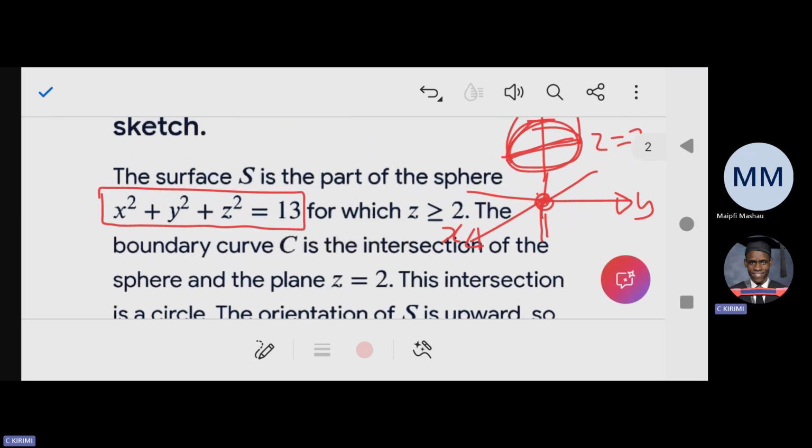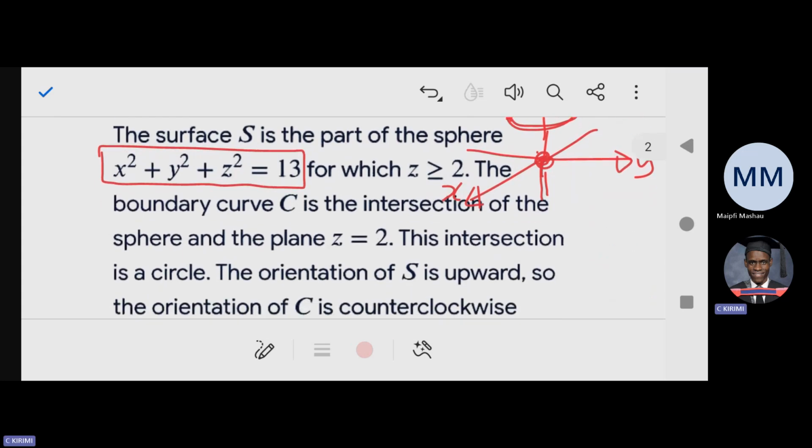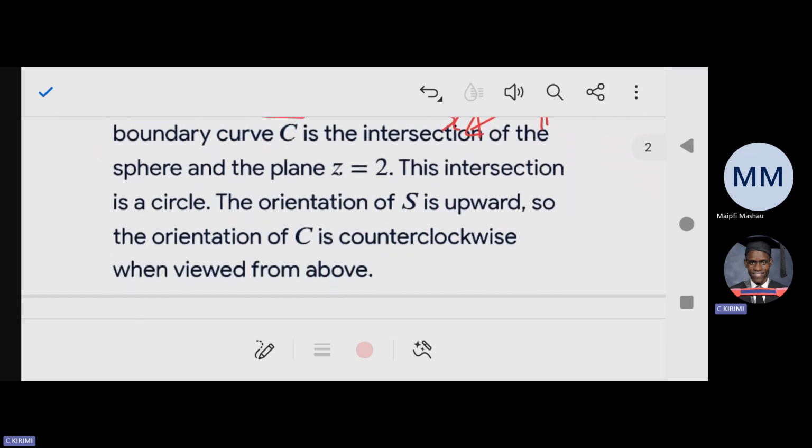So for z greater than or equal to 2, the boundary curve C is the intersection of the sphere and the plane. That plane is z equals 2. That is the plane they are referring to. This intersection is a circle. The orientation of S is upward, so the orientation of C is counterclockwise, which means anti-clockwise.